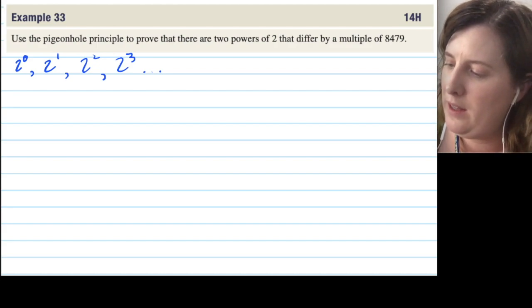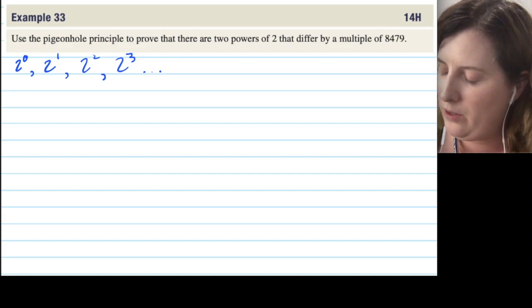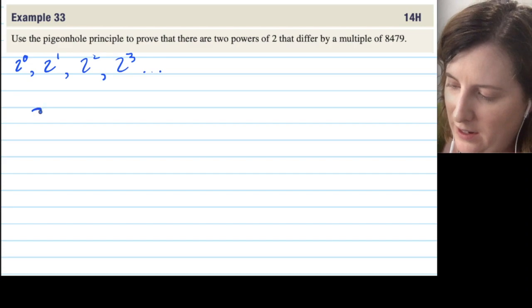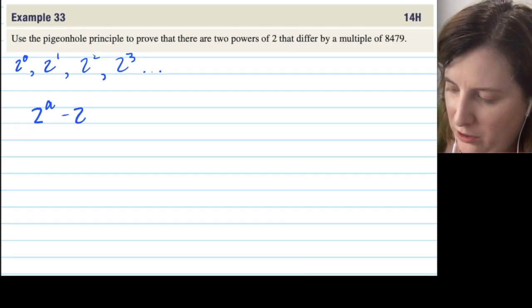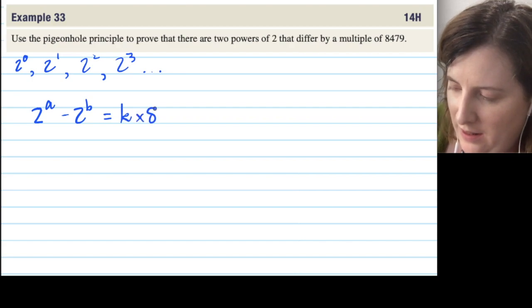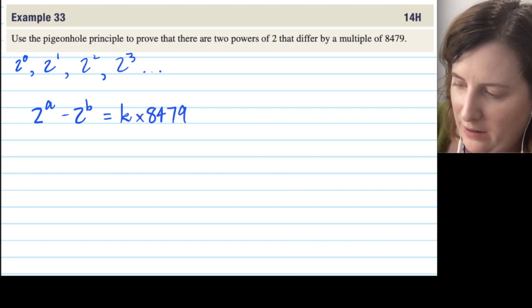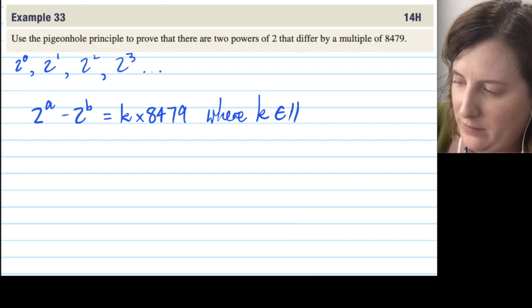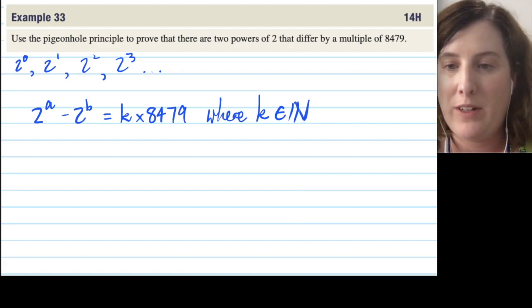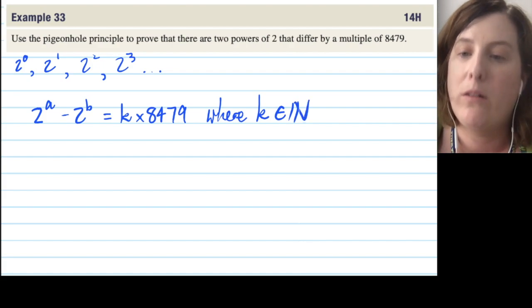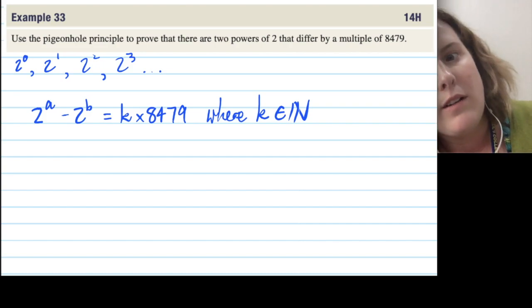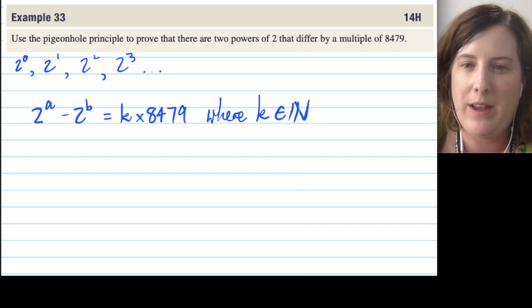We want them that differ by a multiple of 8,479. So this is saying 2 to the A minus 2 to the B equals some kind of number times 8,479, where K is a whole number. So we're saying it's an element of the natural numbers. It's a whole number, 1, 2, 3, 4, 5, 6, 7, 8, 9, 10, 11, 12. Not including 0 in that deliberately.